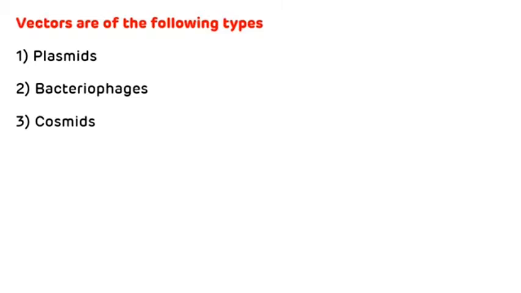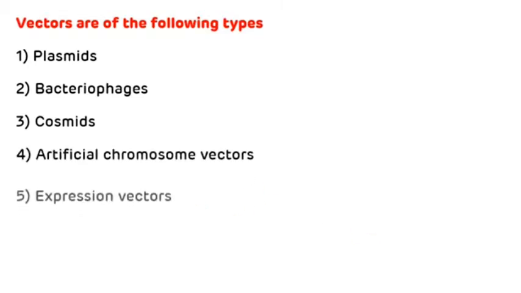Now there are five main types of vector. First is plasmids. Second is bacteriophages. Third is cosmids. Fourth is artificial chromosome vectors. The last one is expression vectors. We will discuss them one by one.